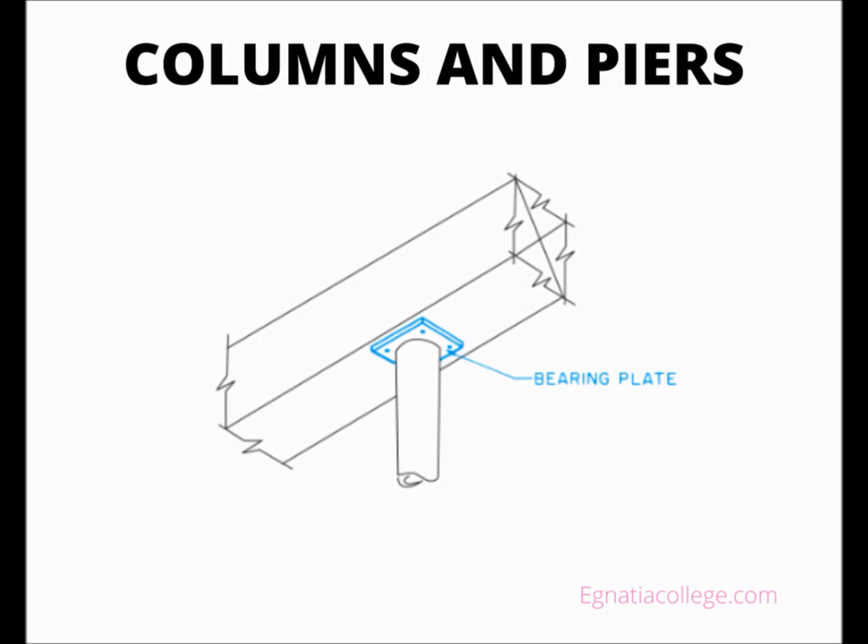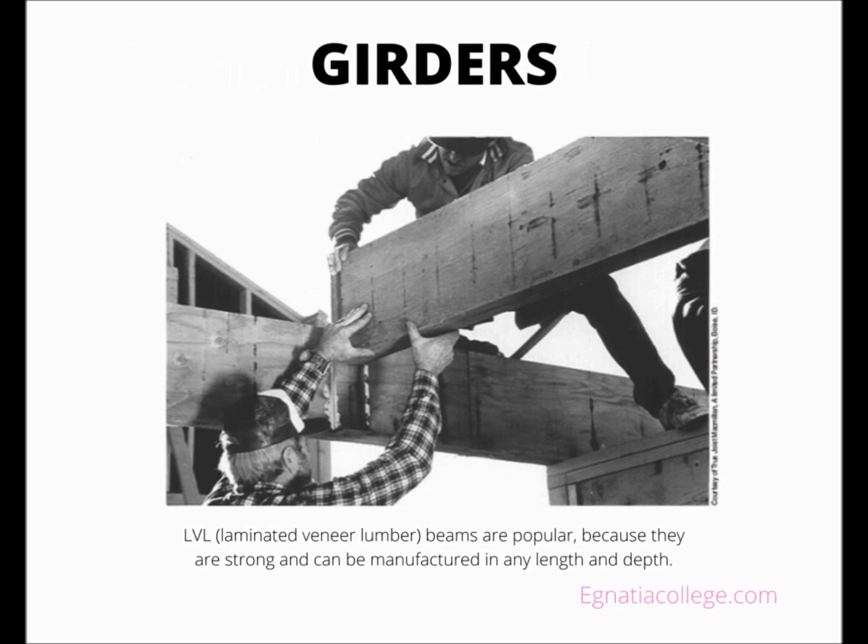A bearing plate is a steel plate that provides a flat surface at the top or bottom of the column or post. If the girder is supported by masonry or concrete piers, a special detail may be included to give dimensions and reinforcement details.